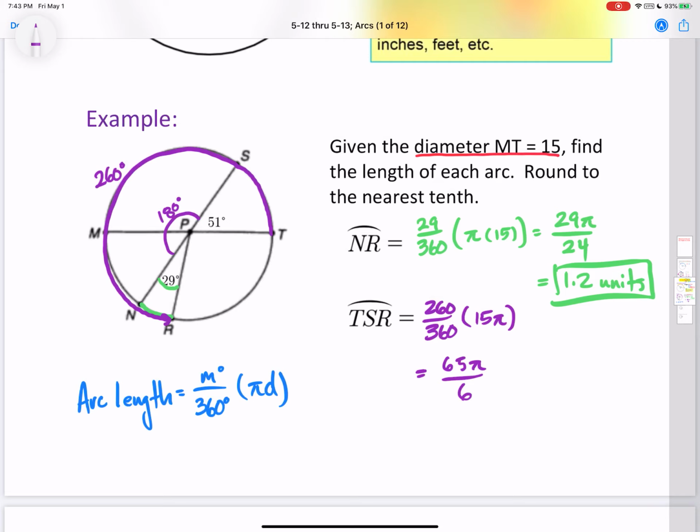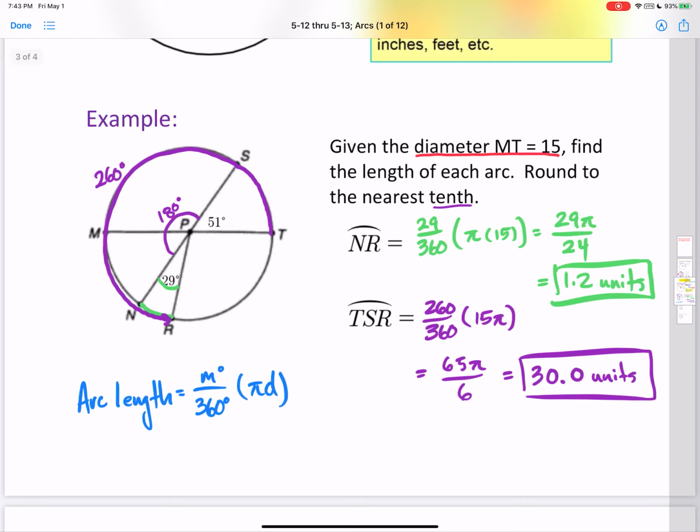And that's in terms of pi. But if you want to write it in decimal form, that's about 30.03. So we'll just write down 30.0 if we want to round it to the nearest tenth. So that's going to give us 30.0 units. So that's our unit of measurement.